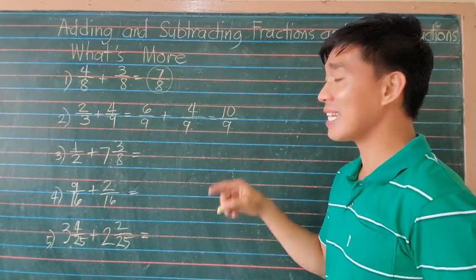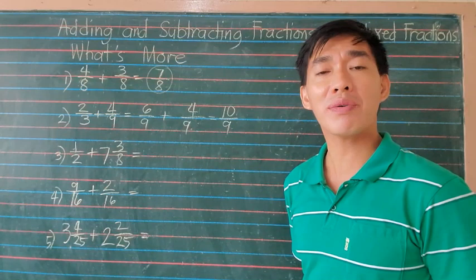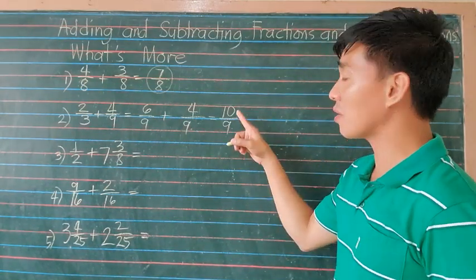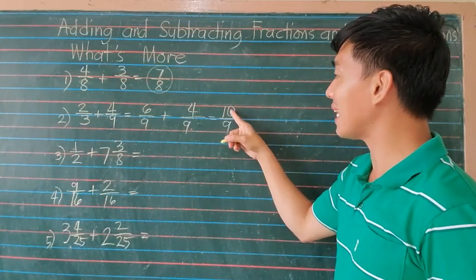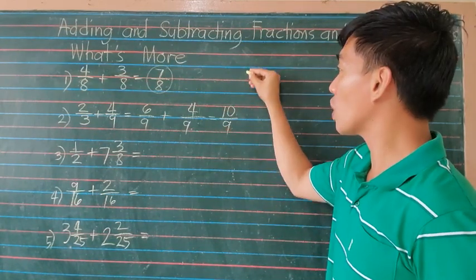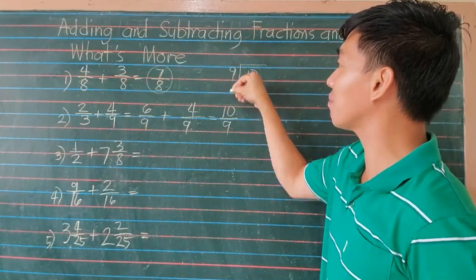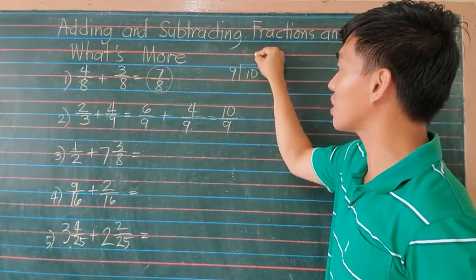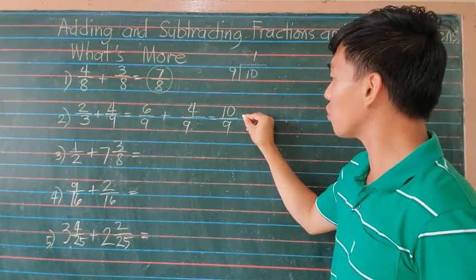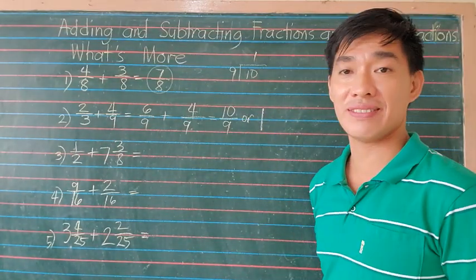However, this is an improper fraction, so we really have to express the improper fraction in mixed form. So, 10 divided by 9. If we have 10 and we will divide it by 9, how many 9s can we get from 10? So, that is equal to 1. So, that will be our whole number 1.